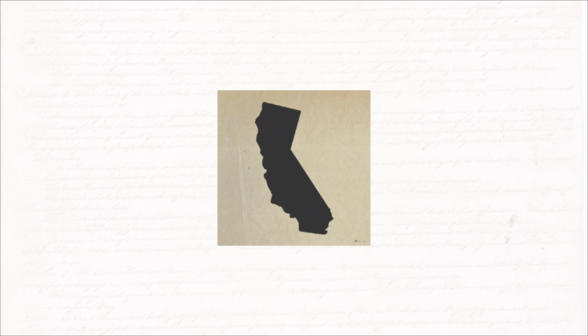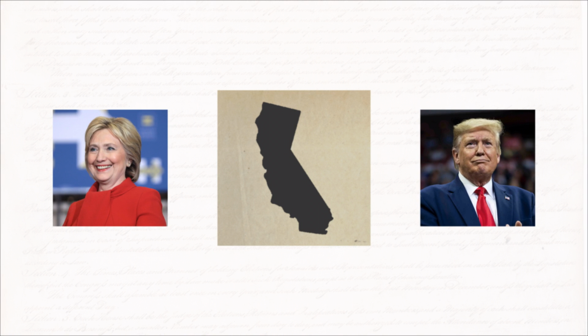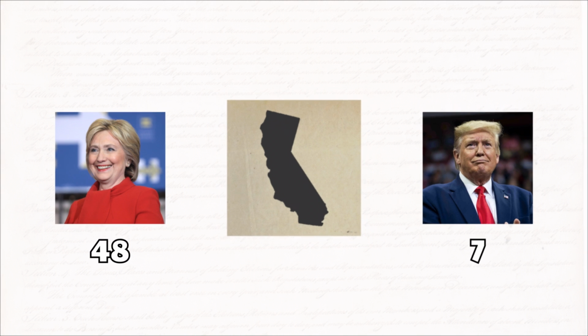Let's go back to California. Had they used the congressional district method in 2016, Donald Trump would have won 7 electoral votes, while Hillary Clinton would have only won 48. While this is still not at the point where Trump wins as many electoral votes as his share of the popular vote, it is still a lot more fair than the winner-take-all method.